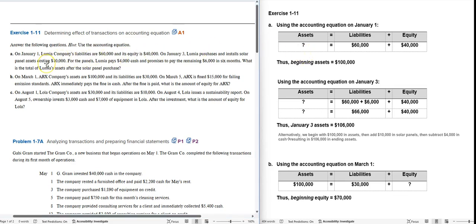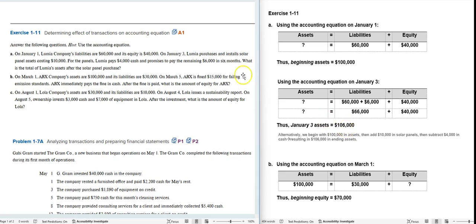When they purchased the solar panels, they purchased an asset. That asset would have caused their assets to go up. Okay, so they're going to be increasing their assets. At the same time, their cash will go down. So they started the year with $100,000 in assets, but then when they purchased the panels, their assets increased, and at the same time, their assets also decreased because they paid $4,000 in cash. So assets increased 10 and decreased 4. So we know that assets at the end of the year must have been $106,000.